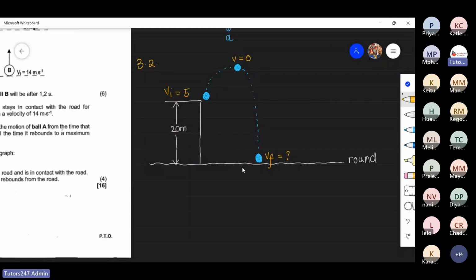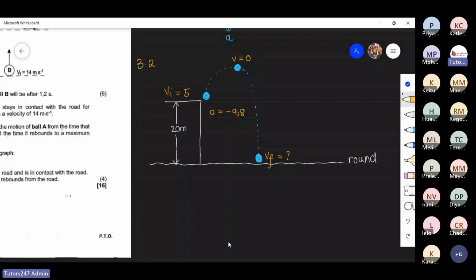In addition to that, we also know that our acceleration is going to be negative 9,8 meters per second squared. Why is it negative? The reason is because I am taking everything that is moving upwards as positive, which means everything going down is negative. And as I've stated in question 3.1, acceleration always acts down. Therefore, my acceleration is going to have a negative value.